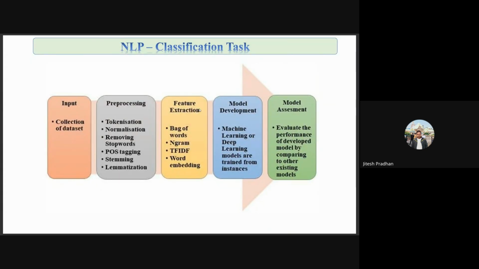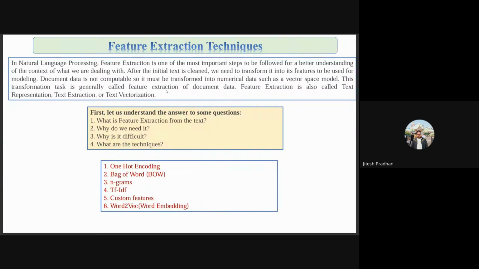Now let's go to the NLP classification task. In the NLP classification task, we have input, pre-processing, feature extraction, model development, then model assessment. Now we have to look into the feature extraction part. We have already done everything else. Now we have to extract features so that the model can be trained. We already know what feature extraction is.